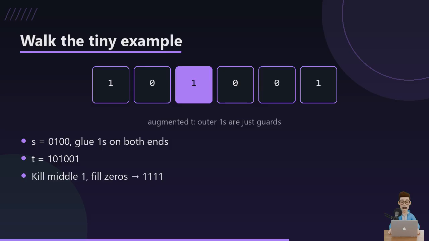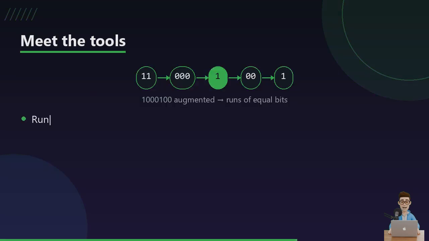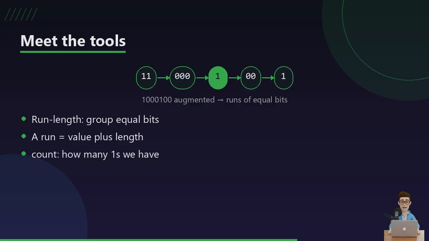Notice the guards never enter the count. They're pure sentinels. If you've ever done sentinel nodes in linked list problems, it's the same instinct applied to runs. Run length encoding, plus a base count of ones.